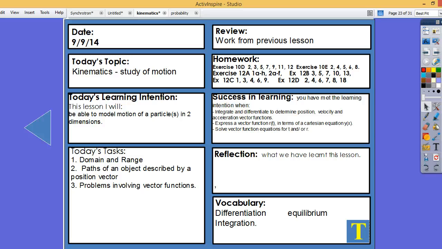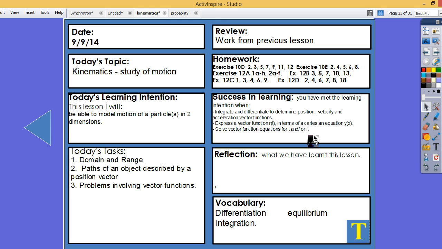Hello class, this morning we're going to be extending our work on the vector functions. We're going to be looking at ways we can model motion of particles. One particle or maybe two particles in two dimensions using our vector functions. We want to be able to start integrating and differentiating our position function to get a velocity and acceleration vector functions.